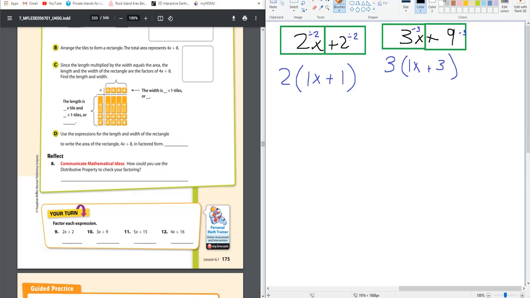If it seems easy, it is a little bit easy. The hard part is figuring out what you need to divide, but once you figure that out, it's pretty straightforward.